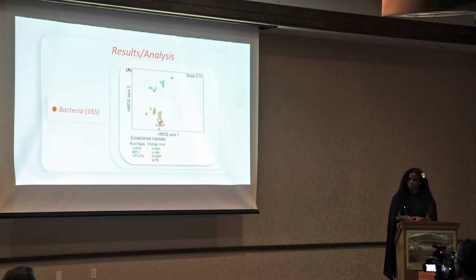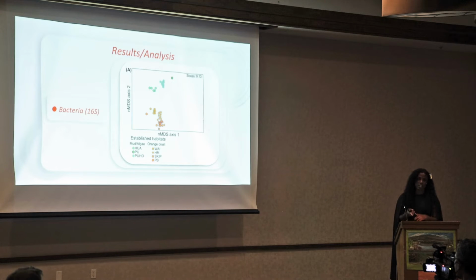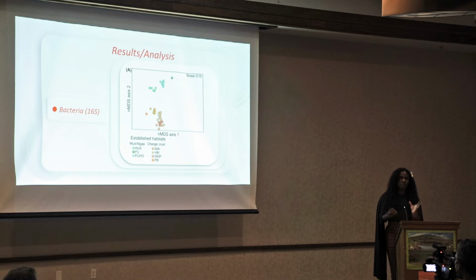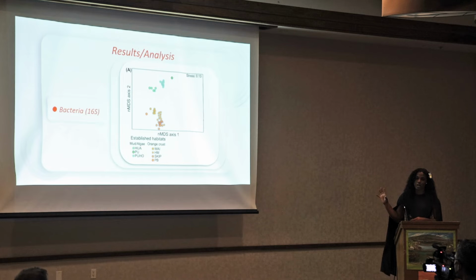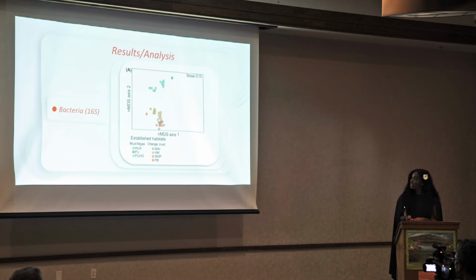So here is an NMDS plot, which essentially categorizes and classifies community makeup based on diversity and what species are actually present. So when 2 dots are close together, that means their communities are very similar. And as you can see, the orange crust communities had a tendency to cluster towards each other, but individual ponds actually still very strongly correlated to itself. Same thing with the mud and algae ponds.